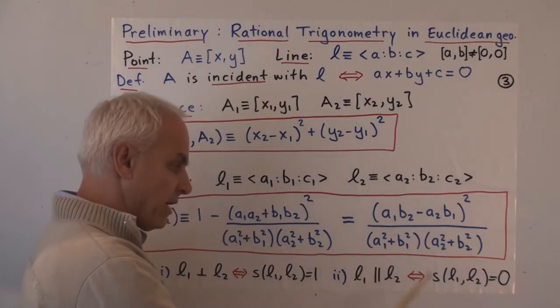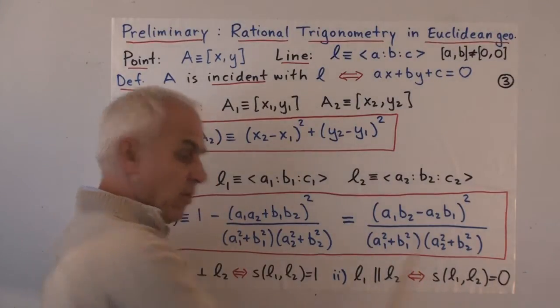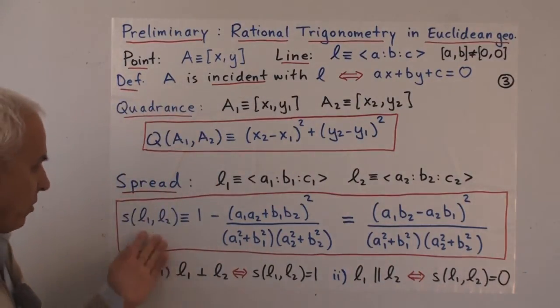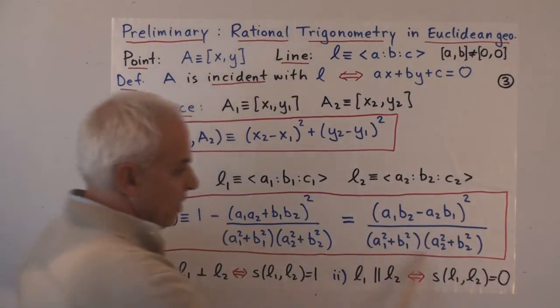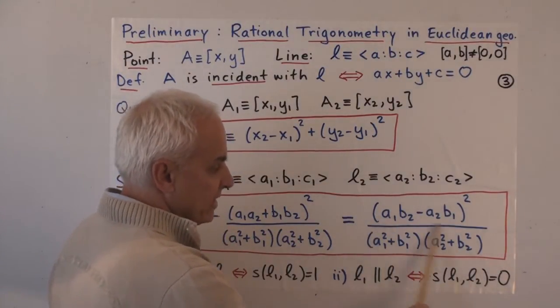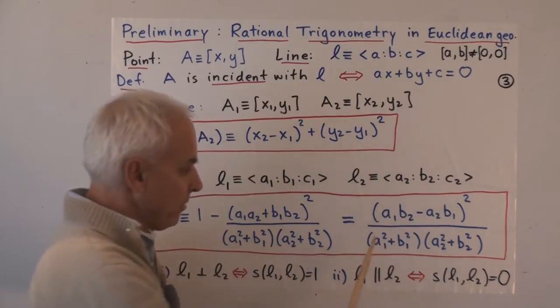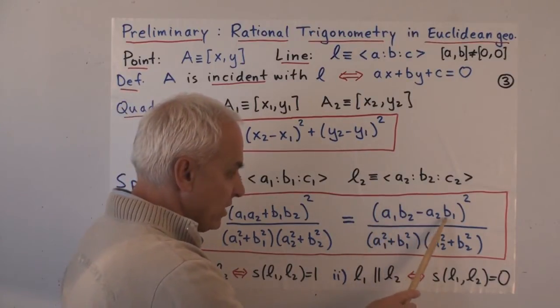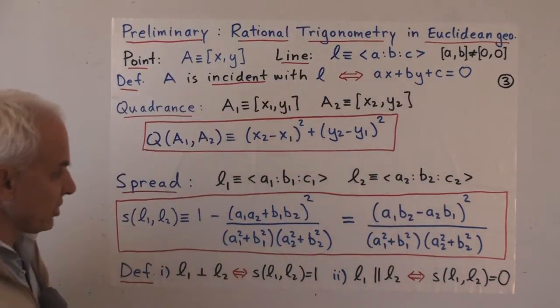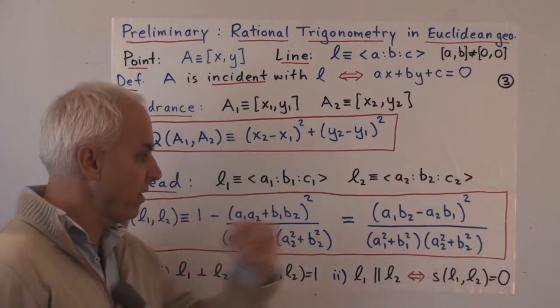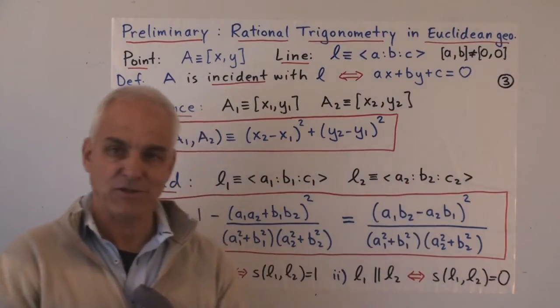Parallelism is defined in terms of the spread being 0. Well, when is this thing 0? It's easier to look here. This is 0 precisely when the numerator is 0, precisely when A1 B2 minus A2 B1 is 0, which is to say that the proportion A1 to B1 is the same as the proportion A2 to B2.